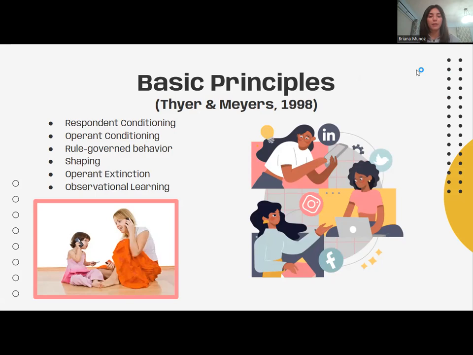Next is rule-governed behavior. This occurs when we modify our behavior based on instructions signaling future consequences. Rules often act as verbal substitutes for firsthand experience. Another principle in the theory is shaping, which is the process of gradually reinforcing behaviors as they get closer to a desired response. And another principle is operant extinction, which is when behaviors previously reinforced start to fade as those consequences disappear. Behaviors that have been reinforced intermittently are more resilient against extinction.